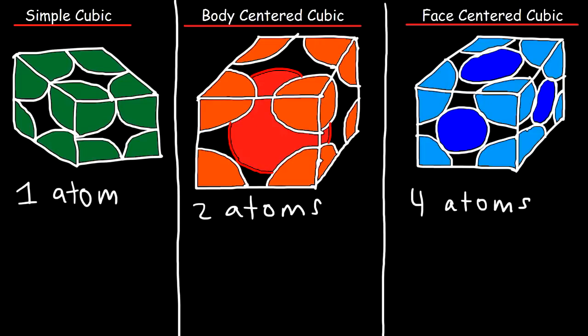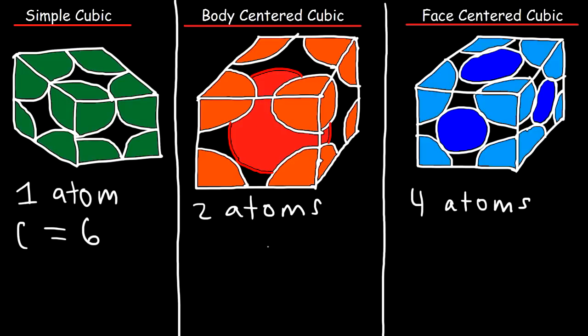The coordination number of the simple cubic structure is 6. I'm going to run out of space, so I'm just going to write C equals 6. That's the coordination number. The coordination number is the number of atoms that's attached to a single atom. So every atom in the cubic structure is attached or adjacent to 6 other atoms.